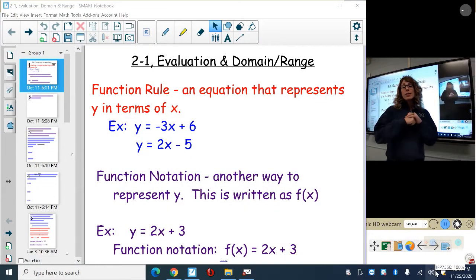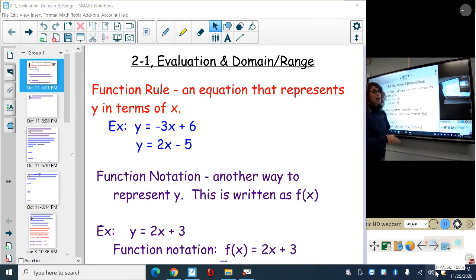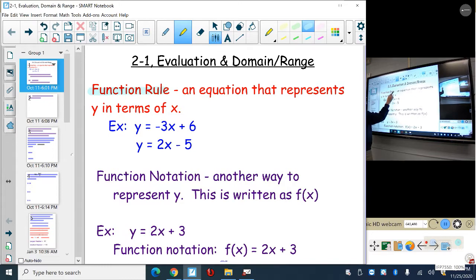2-1. This is the second worksheet we're going to be talking about today. We're going to be talking about evaluation and domain and range. So with that being said, a function rule. A function rule is an equation that represents y in terms of x. This, y equals negative 3x plus 6, is a function rule.